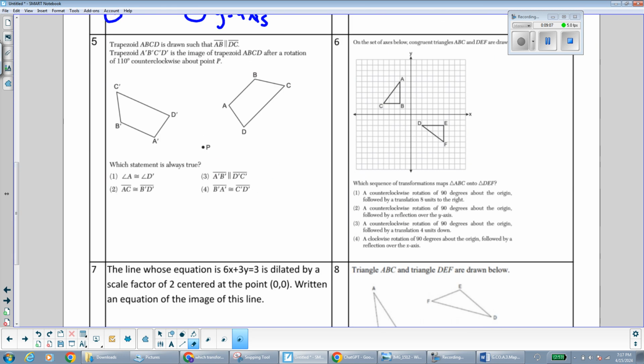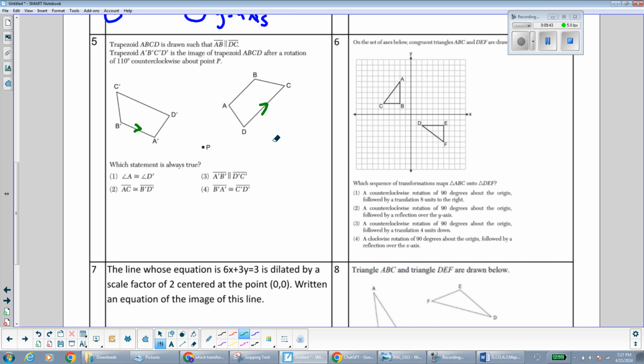In number 5, we have that AB is parallel to DC. And we have trapezoids here. And we're rotating trapezoid ABCD to A'B'C'D'. The rotation was 110 degrees counterclockwise from here to here about point P. And it's asking which statement is always true. Usually these questions are just asking about the property of the transformation. And since a rotation occurred, we're probably going to have a question about the properties of rotations.